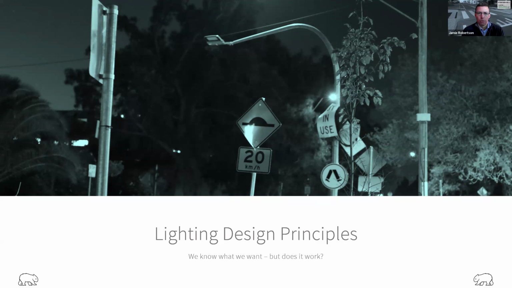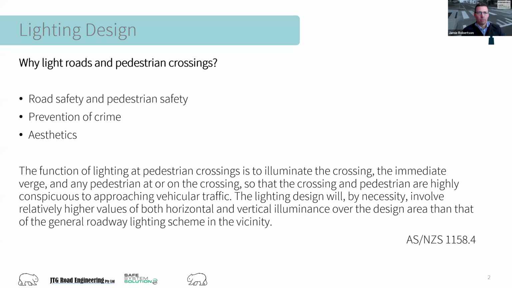I wanted to talk to you for a few minutes about lighting design relating to raised crossings. So why do we look to light roads generally, and particularly pedestrian crossings? The main reason is, of course, for road safety reasons and pedestrian safety at pedestrian crossings. Prevention of crime is an important consideration as well.